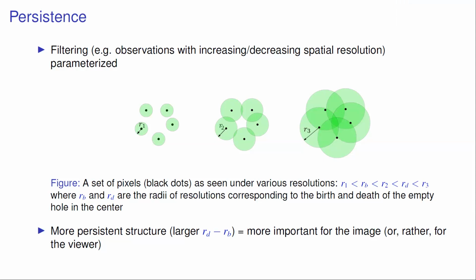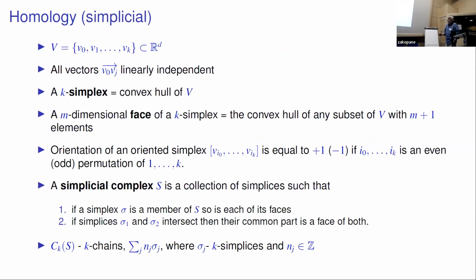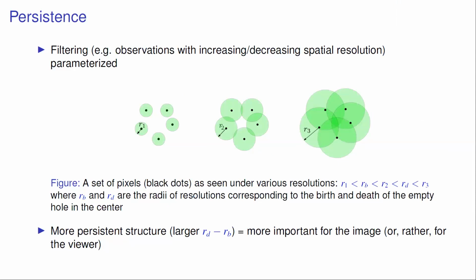Here is actually the idea of this persistence, explained on a very simple example. You have a bunch of points, and then you can resolve them as individual parts. With lower resolution, you see the structure which has a hole inside, and with even lower resolution, even this hole vanishes.